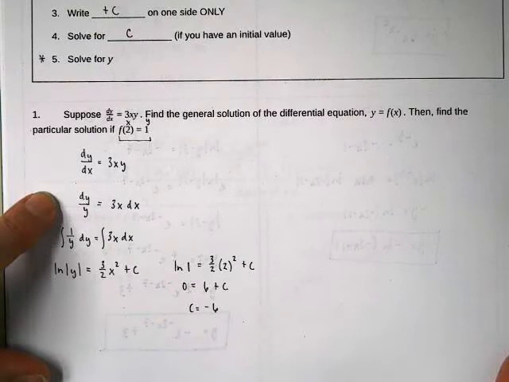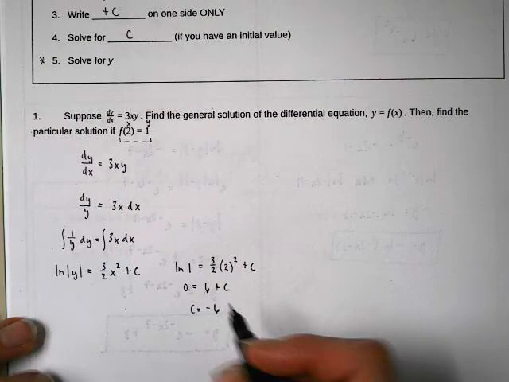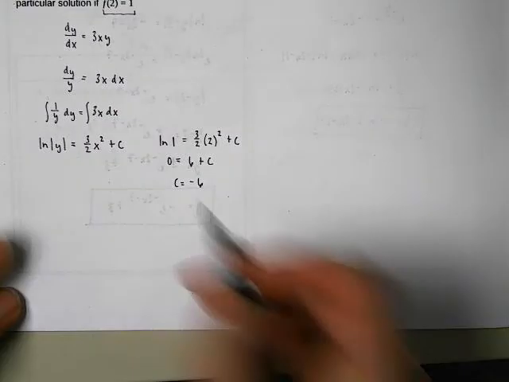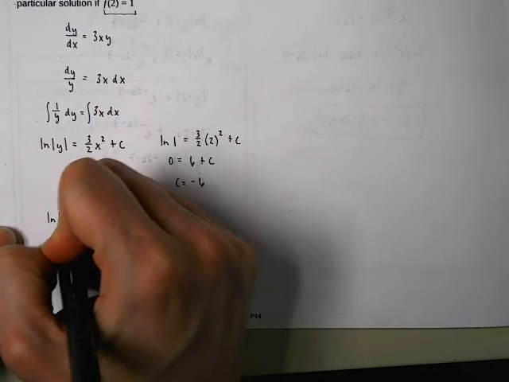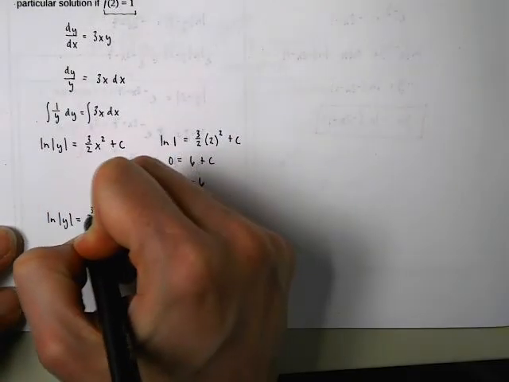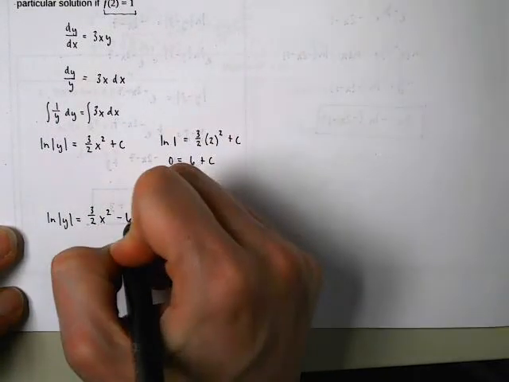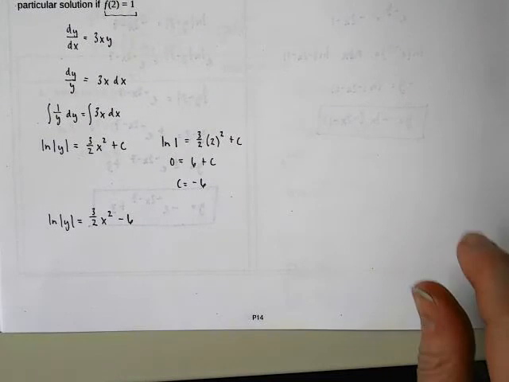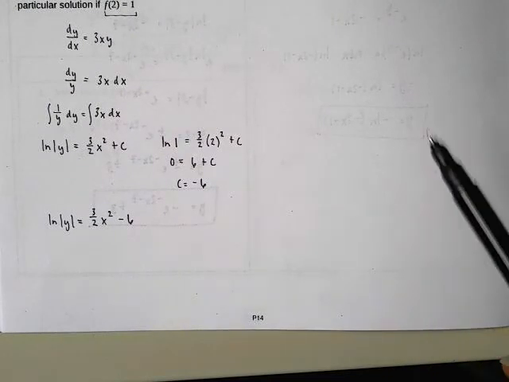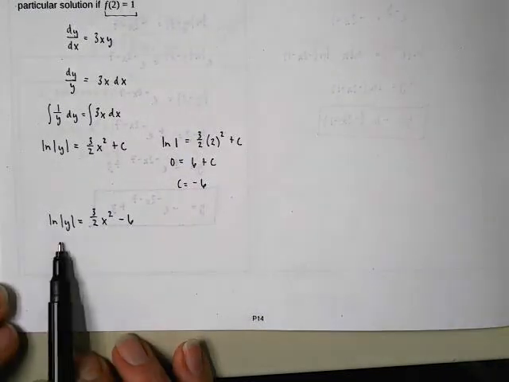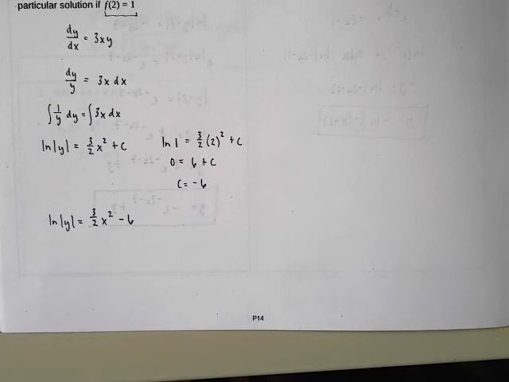So now I can go ahead and plug in my value of c. Okay, so now what we have is the natural log of the absolute value of y equals 3 halves x squared, and I have plus c, but my c is negative, so I'm going to have minus 6. So now here's where we're at. We've done steps 1 through 4, but now we need to do step 5, which is getting y by itself. Remember, our answer should look like y equals, and so we're not quite there yet.